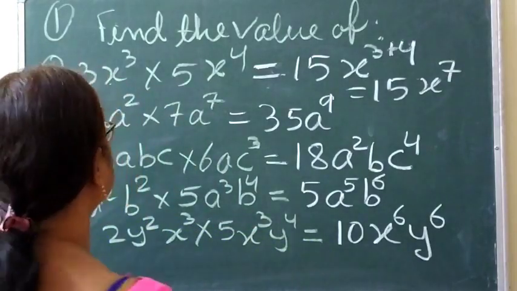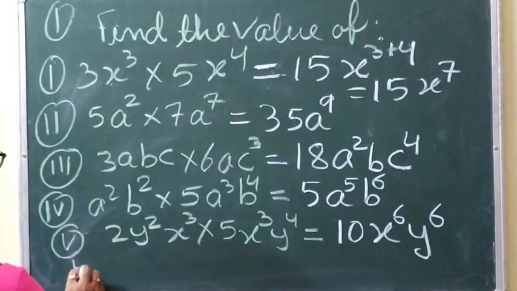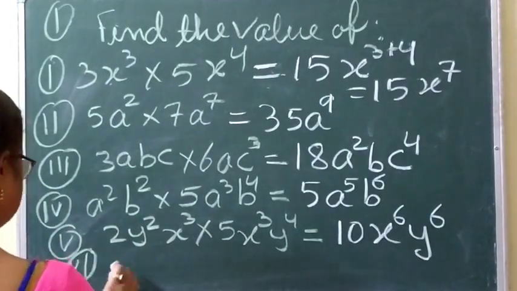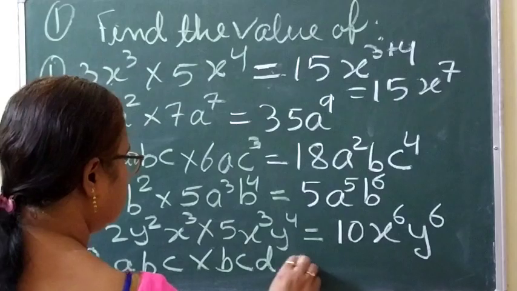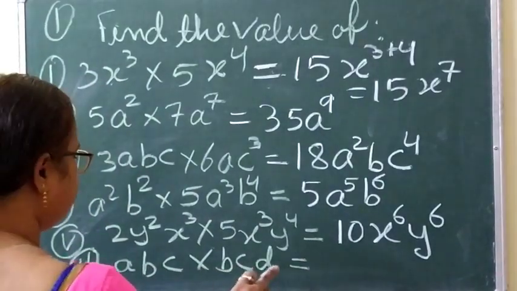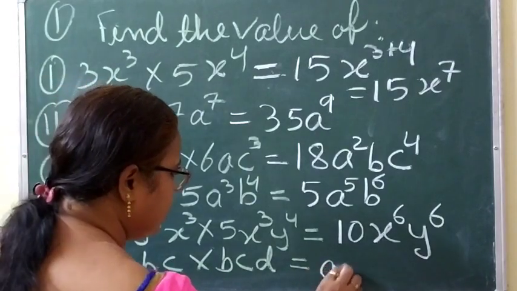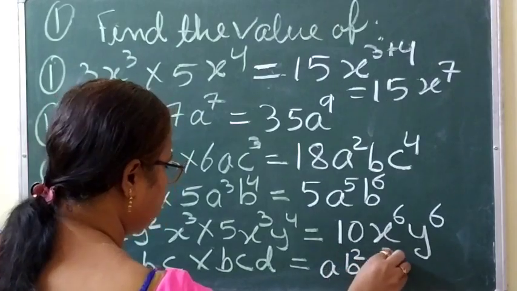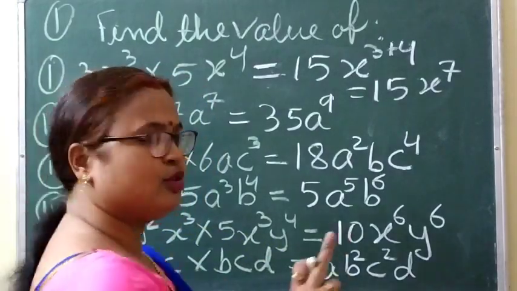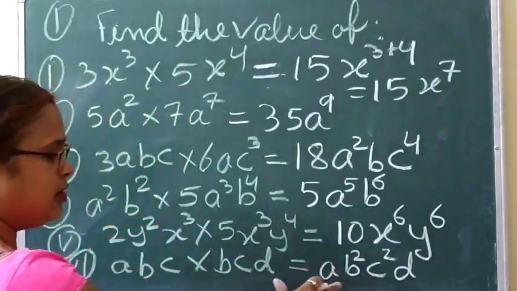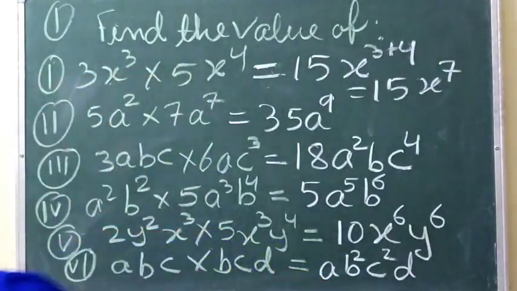Now let's do another one. So this is subpart 5. Now subpart 6: abc and then bcd. Clear? So abc and bcd. A is not repeated. B is repeated and c is repeated. So we will write a, b to the power 2, c to the power 2 and d, because d is not repeated here and a is also not repeated. Clear? So the answer will be a, b square, c square and d.